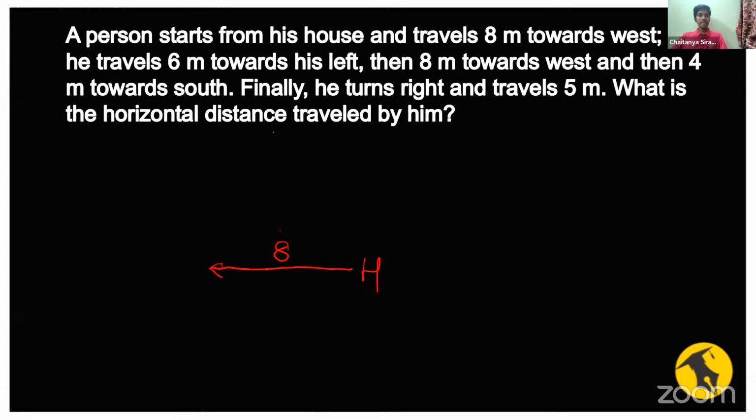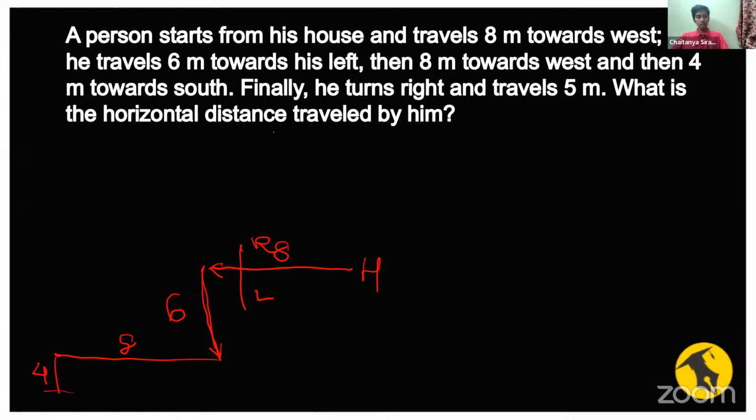Then he takes a left turn. Now, which will be his left? This will be his left. This will be his right. He takes a left turn and travels 6 meters. So this 6 meters is towards south. Now he does 8 meters towards west. So again this way, 8 meters. Then 4 meters towards south and finally takes a right turn.